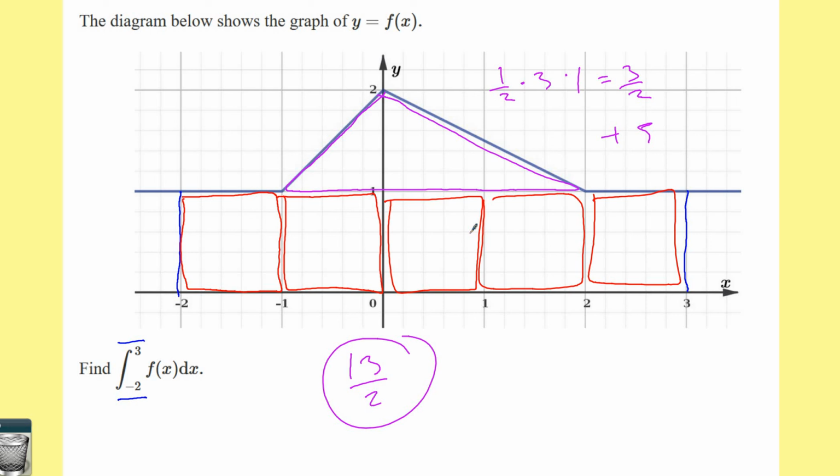I literally just cut them into pieces and found the shapes of each one. Was that the only way? No. I could have made a huge rectangle. I could have made 2 triangles. Whatever, it doesn't matter.